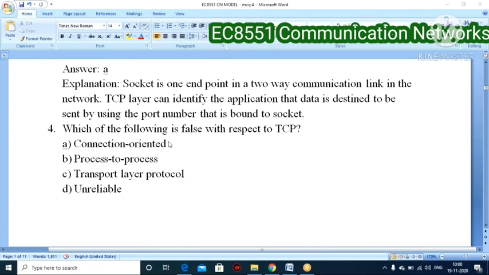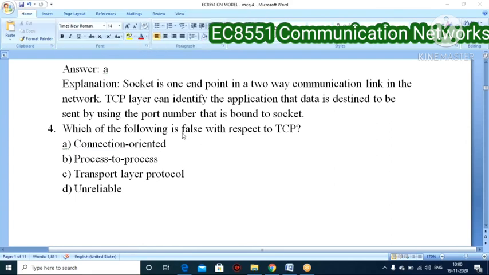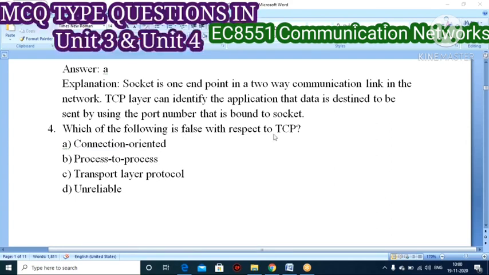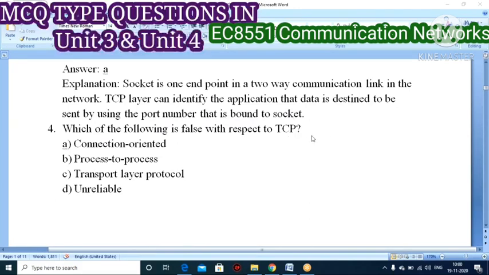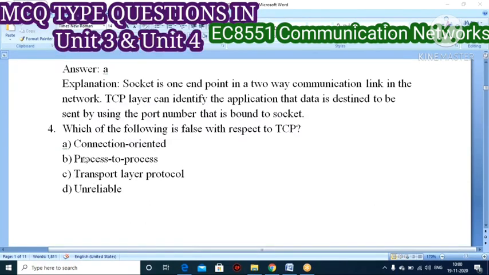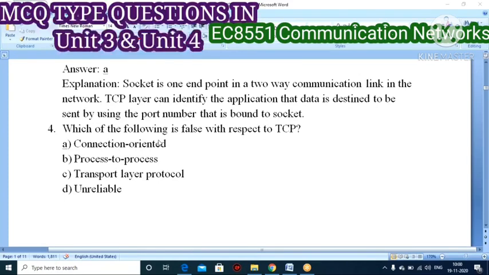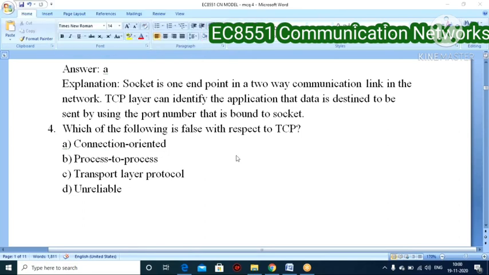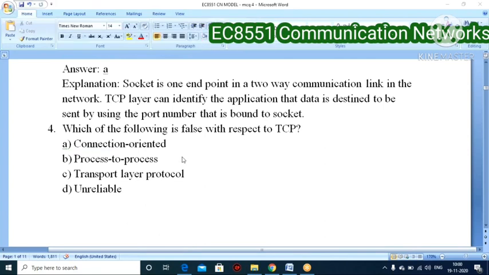When you see this kind of question, read it at least two to three times, to check whether it is asking for a true statement or a false statement, because you know the concept of TCP and you know the answer. Don't just give the answer without reading. Read whether they are asking for the true case or the false case. This is a false statement. You just find the false statement from these four options.